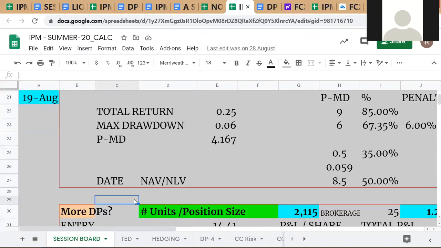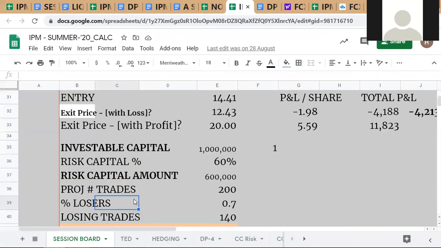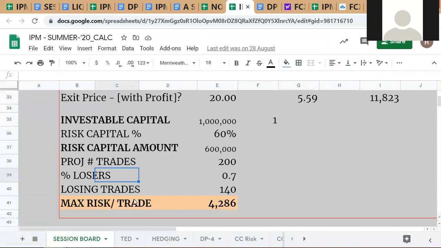You are talking about the positions, the maximum risk per trade. Yes, sir. My doubt here is that till risk capital amount was fine, but when we came to this projected trades part, I didn't find any logic in these calculations. Yeah. So you are wondering why projected trades is showing as 200. Yes, sir.